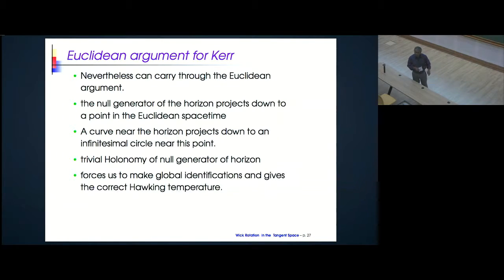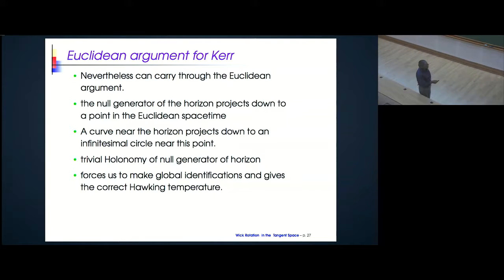So I am working on the frame bundle, Euclidean section. Okay, so the null generator, if you apply this to Kerr, you'll see that it goes through perfectly well. I won't go through Kerr, I'll go through a much simpler example, which has the same physics in it. The null generator of the horizon projects down to a point in Euclidean spacetime.